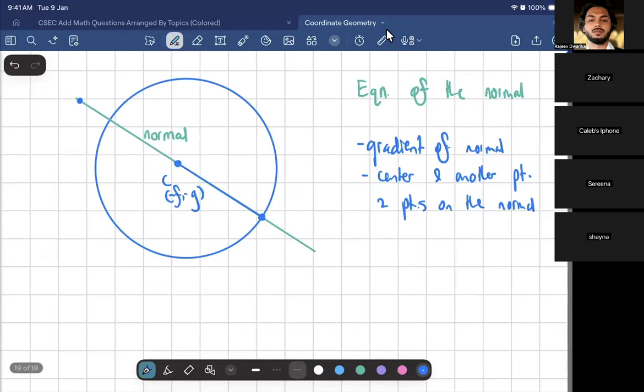After you use 2 points on the normal to find the gradient, what's the next step? Thomas, Zachary, so you found the gradient of the normal. Good. What's the next step? They had to put those things in the form of the equation of the line. But if you do that, the only thing you'll have is a gradient. So what do we need?